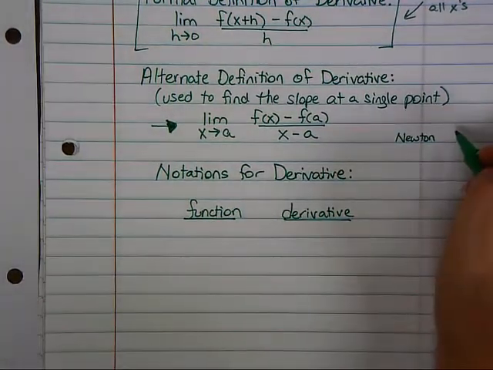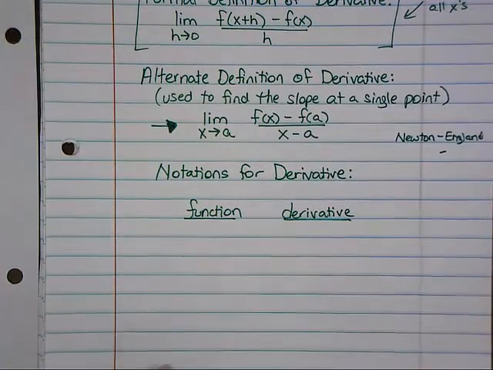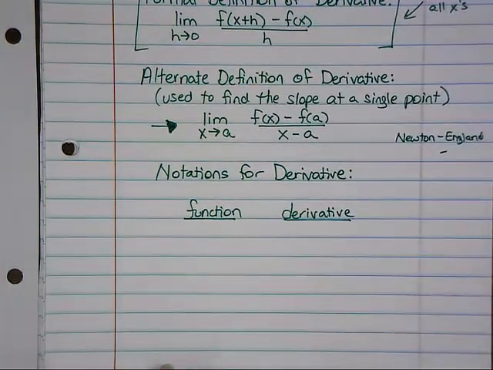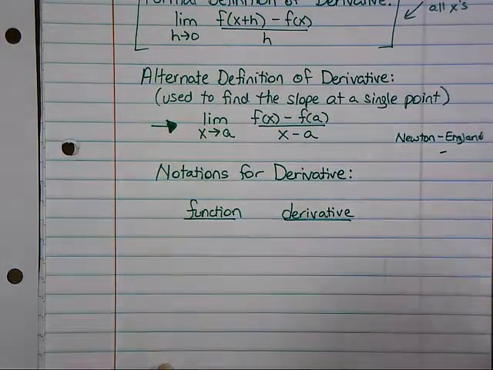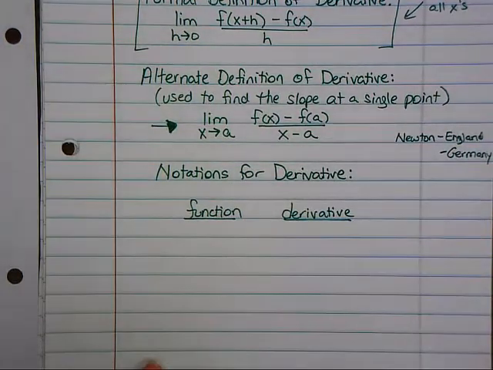Newton is from what country? England. He is from England, because he's a sir. He is Sir Isaac Newton. There was another gentleman about the same time who was discovering calculus, and he was from, does anybody know? Germany. And here is his name.